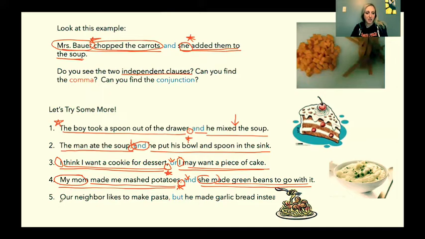Number 5, our last example. Our neighbor likes to make pasta, but he made garlic bread instead. Our neighbor is the subject. Likes to make pasta is the predicate. We have an independent clause. He is the subject. Made garlic bread instead is an independent clause, and it is combined with the comma and the conjunction but. Very good.